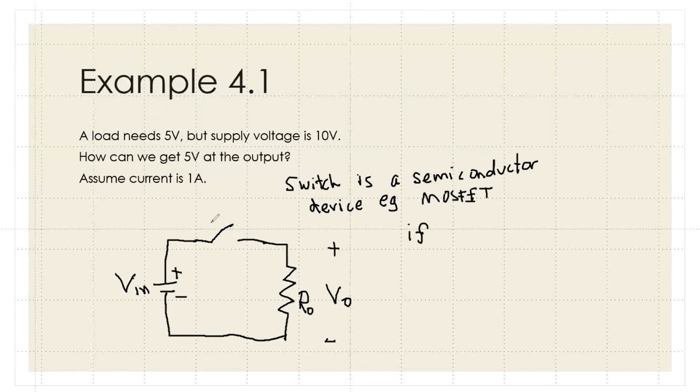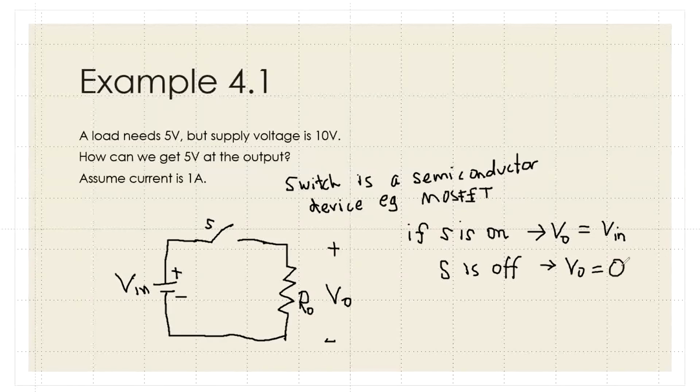Okay, so here, if the switch S is on, so V node will be equal to V in. And then if S is off or the circuit is open, we will have V node equal to 0. Okay, so we will do this continuously, on, off, on, off, on, off, in a very rapid movement by controlling the switch that we have over here.